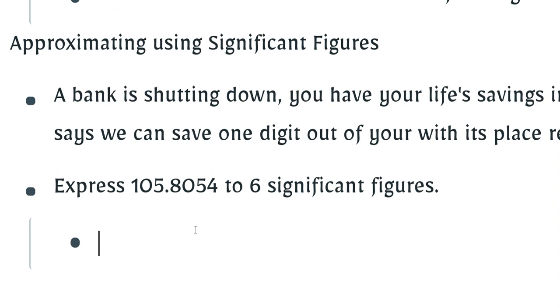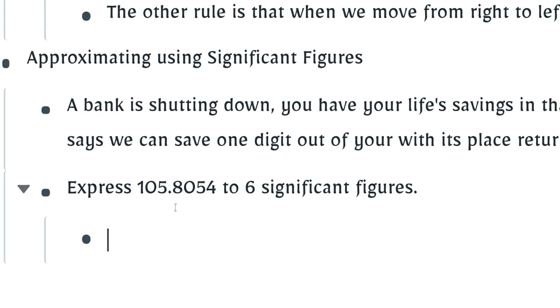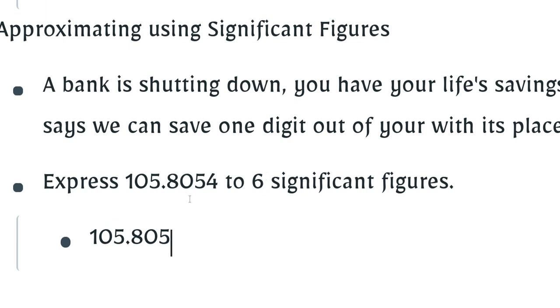So will it be 15854, sir? No. It asks you for 6 because there's 7 digits here. Tell me the most important 6 digits in this value. It would actually be 105.805. This would get me the closest to what I had originally. It didn't ask for 7, Khalil. If it asked you for 7 significant figures, you put the 4, but it says 6. So when I put 105.805, that gives me the closest value to what I had originally.